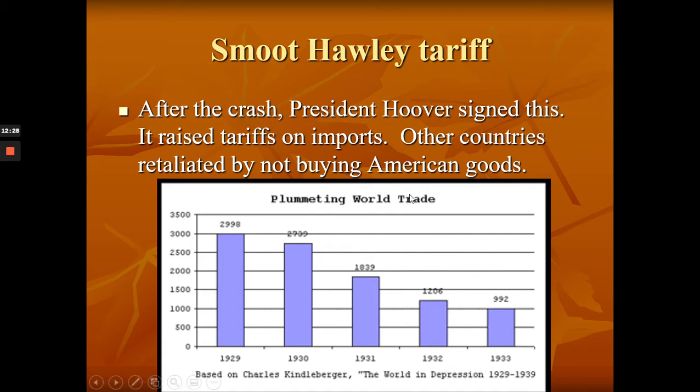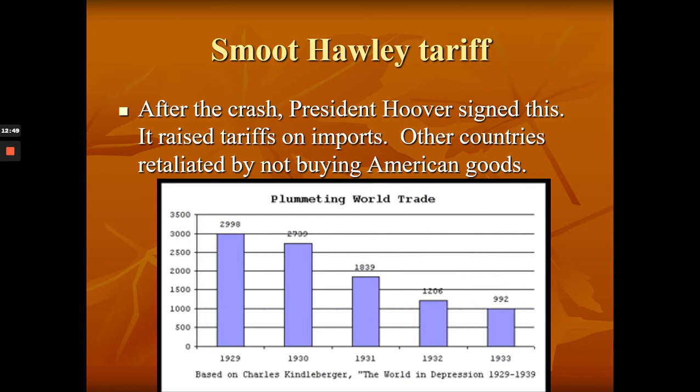Look at this graph. Always read the title. Plummeting world trade. Plummeting means it's going down rapidly. Look at this. World trade is going down. So tariffs reduce world trade.